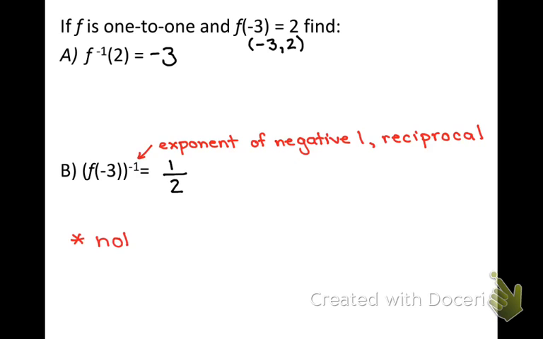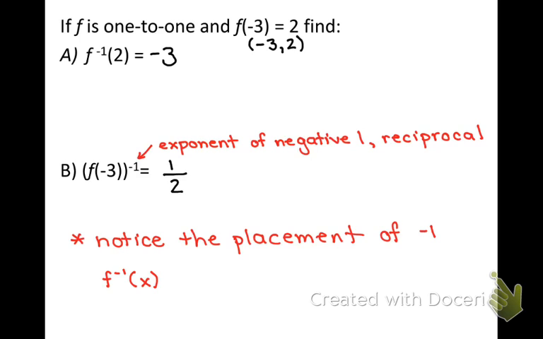Okay. Notice the placement of -1. When I have it in the superscript between my f and my input, this means inverse. But when I have it in the exponent position, this means I'm finding my reciprocal. So be very aware of that placement, especially in terms of how you're writing it on your own paper.